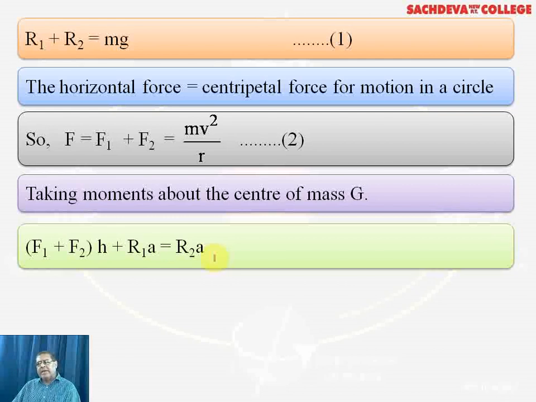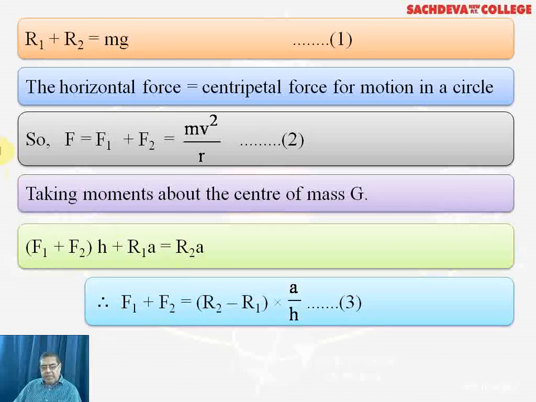Then we will generate two equations, one R1 plus R2 and other R1 minus R2. They will become simultaneous equations and then individual values of R1 and R2 will be calculated. So in the last line we have gone through, that is F1 plus F2 into h plus R1a equal to R2a. F1 plus F2 will be equal to (R2 minus R1)a over h. Now this is the third equation.